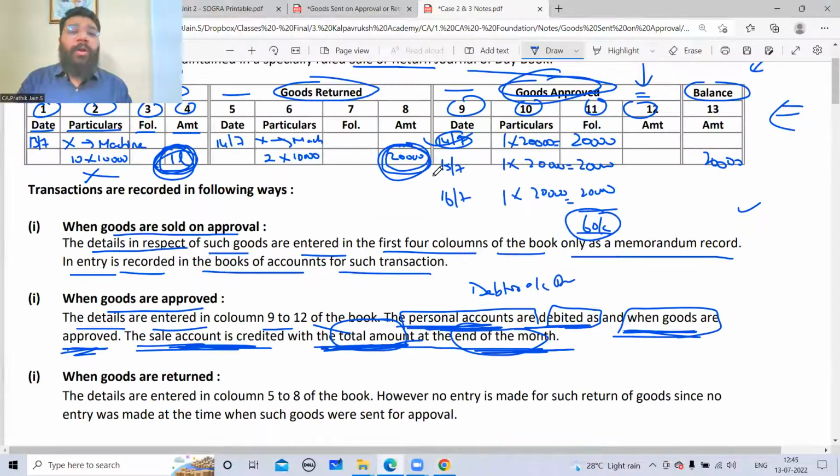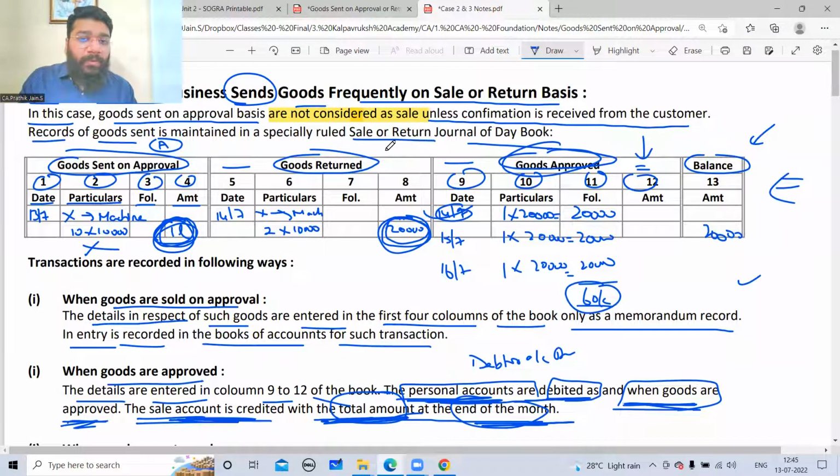So you'll prepare what document? You'll prepare sale or return journal day book. This you'll prepare if the question comes. Along with that, you will prepare the sale ledger and the individual debtor ledger.